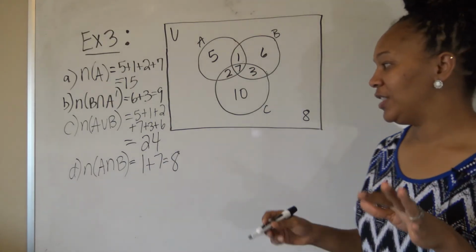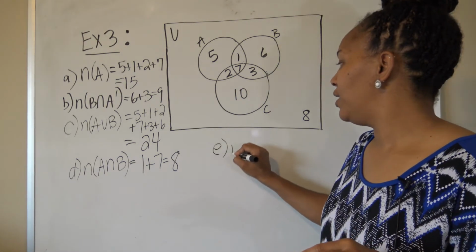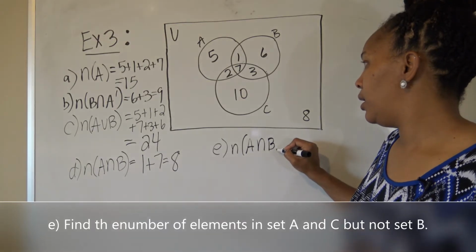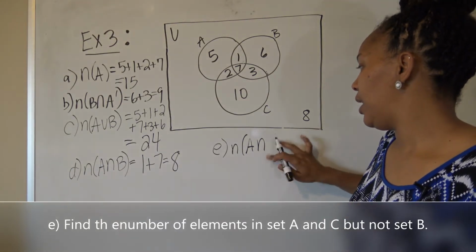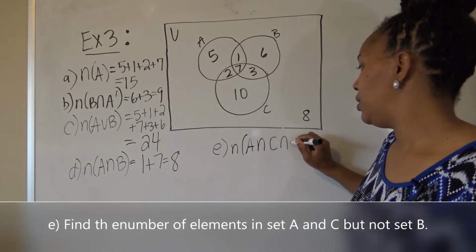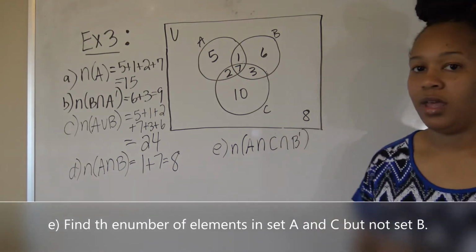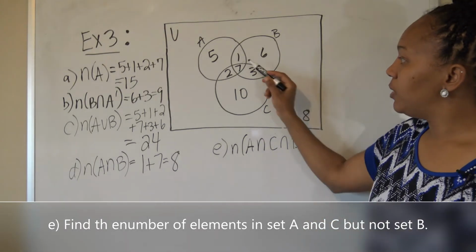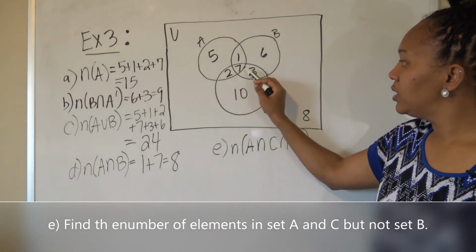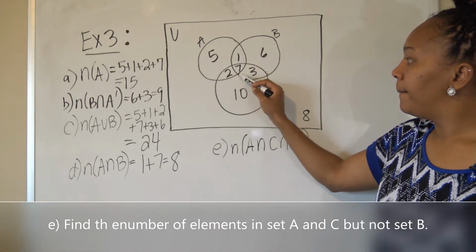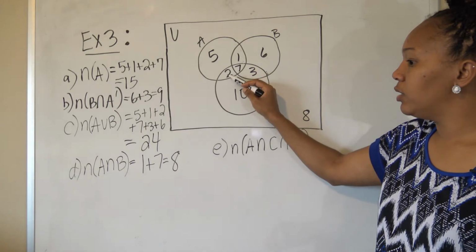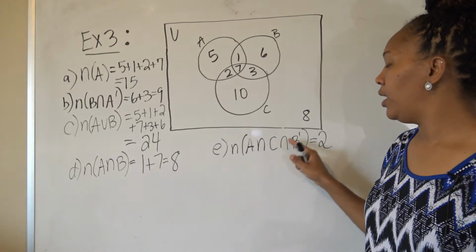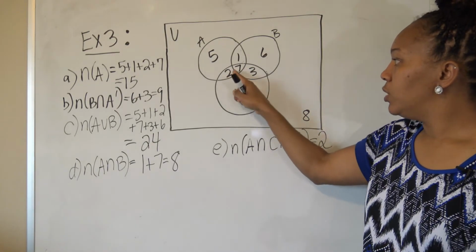Okay, we got 2 more parts to this problem. In part E, we want to find the number of elements that are in A and C, but not B. So it would look like that: the intersection of A, C, and B complement. So I want it to be in A and C. So this is A and C, this region right here. But I don't want it to include B. So then it would be just the 2. So the number in A and C, but not B, would be this region right here, the region with the 2.